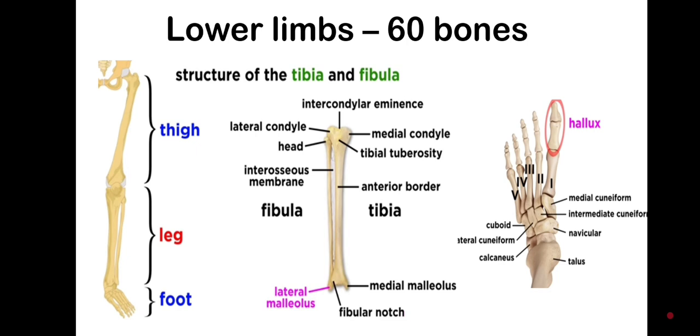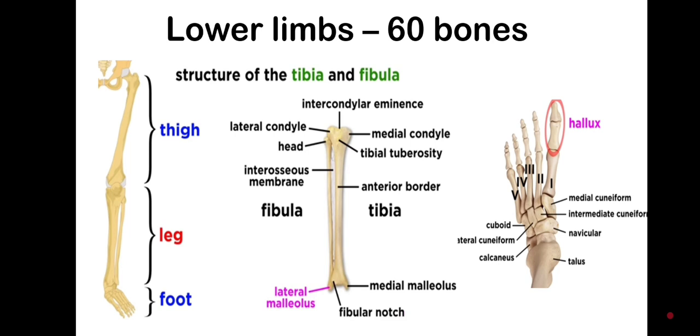Then let's pay our attention to the lower limb. The lower limb is made out of 60 bones. The thigh is made out of the femur. The femur is the longest and the strongest bone in our body. Then the leg or lower leg is made out of the tibia and fibula. The tibia lies on the medial side and supports the weight, and the fibula is the smaller lateral bone which helps to stabilize our ankle. In between there is the knee joint. The knee joint is made up of the patella, the femur and the tibia.